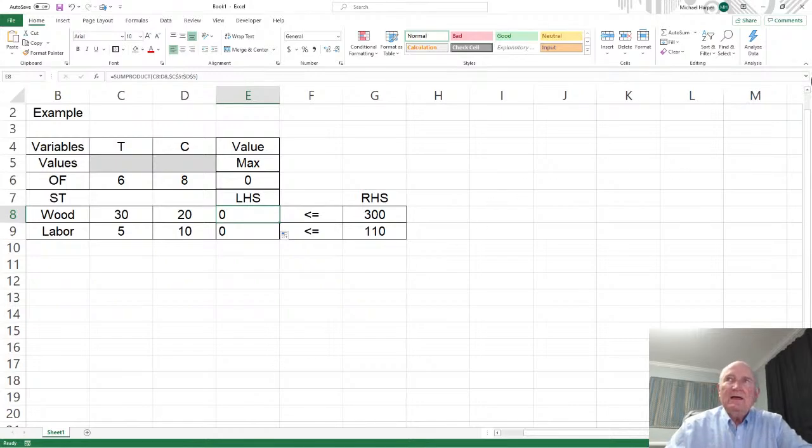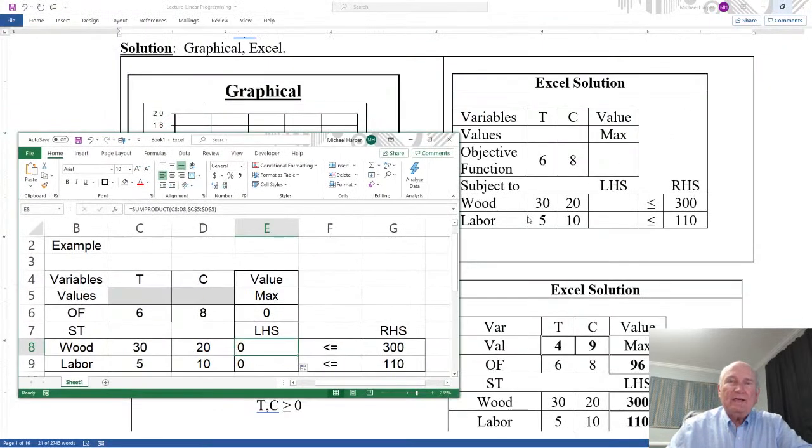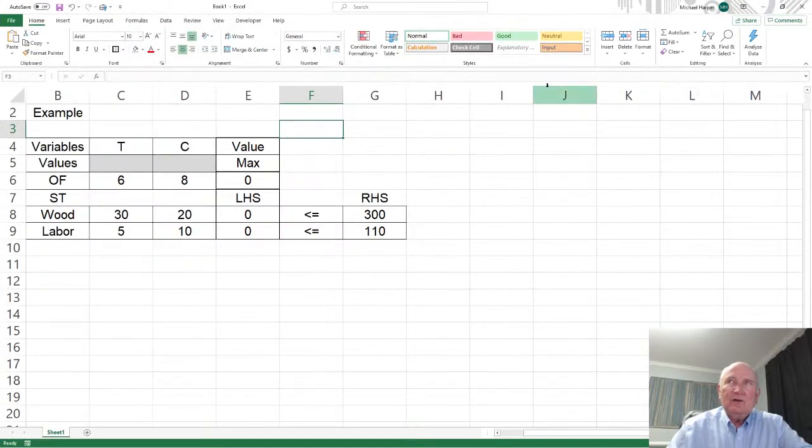Okay. Now, right now I have it set up. It's ready to go, right? But then how can I make Excel give me my solution? Well, there is an add-in over here called Solver. The Solver is an optimization add-in. It has linear programming embedded in it. And so it's an add-in.